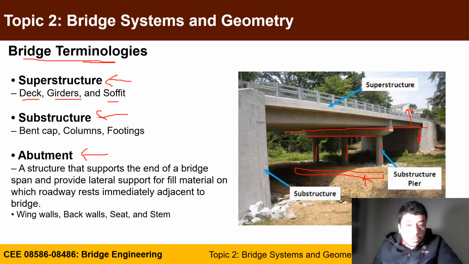The abutment is to support the bridge at both ends, and also to provide lateral support to the soil or the earth backfill. So we will discuss more as we go into different parts of this abutment, from wing wall to back wall to seat to stem.